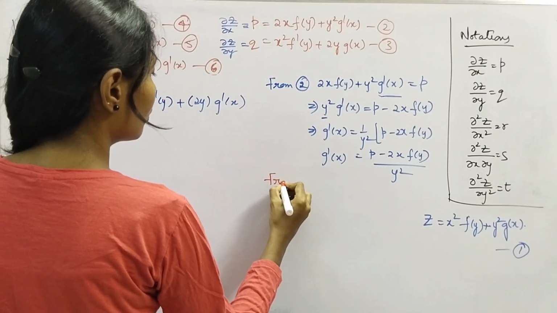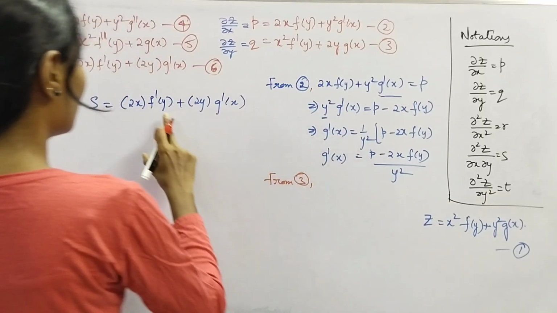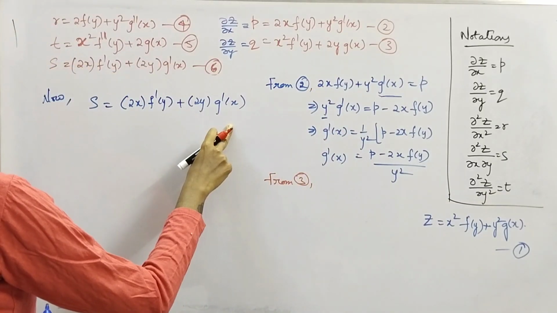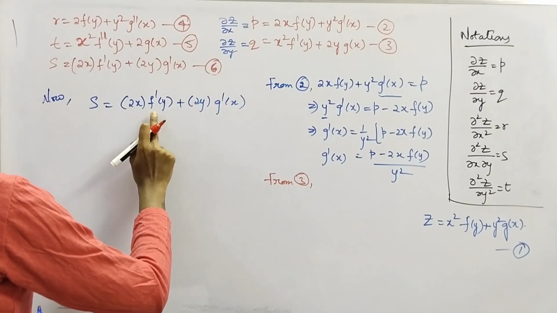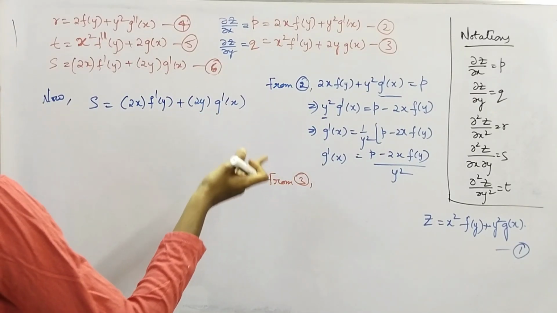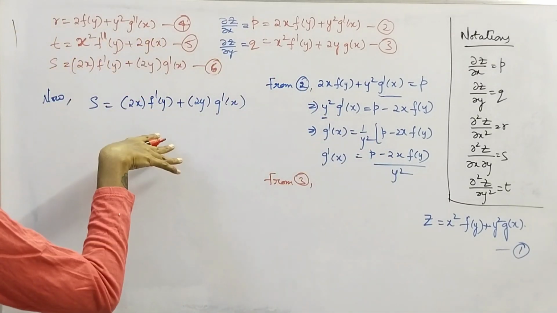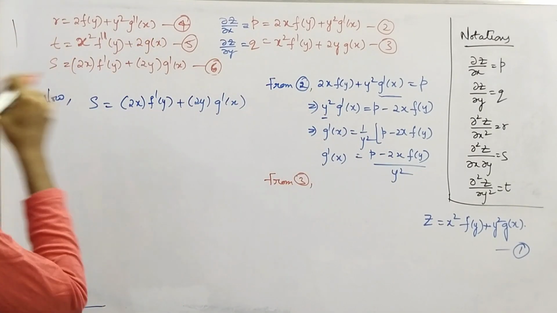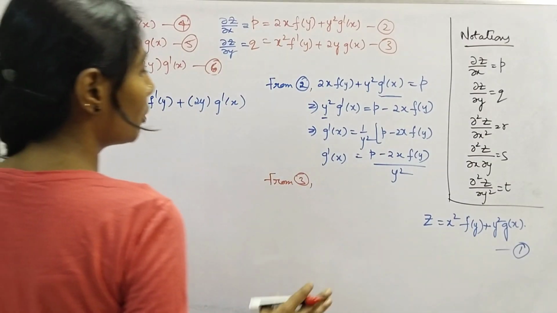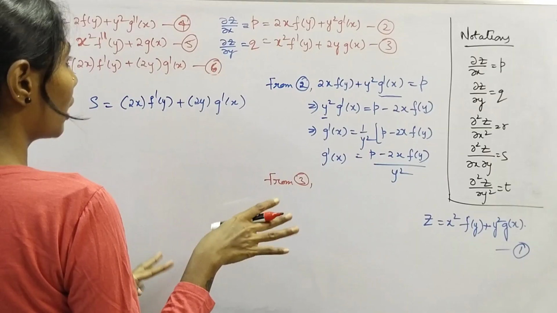From 3, it is easy, right? You pick s, which has the same pattern, and now we need the values of f' and g'. Find those values using any of these equations, put them in, and then simplify. You'll get the final partial differential equation. If you didn't get it, you have to do some manipulations.